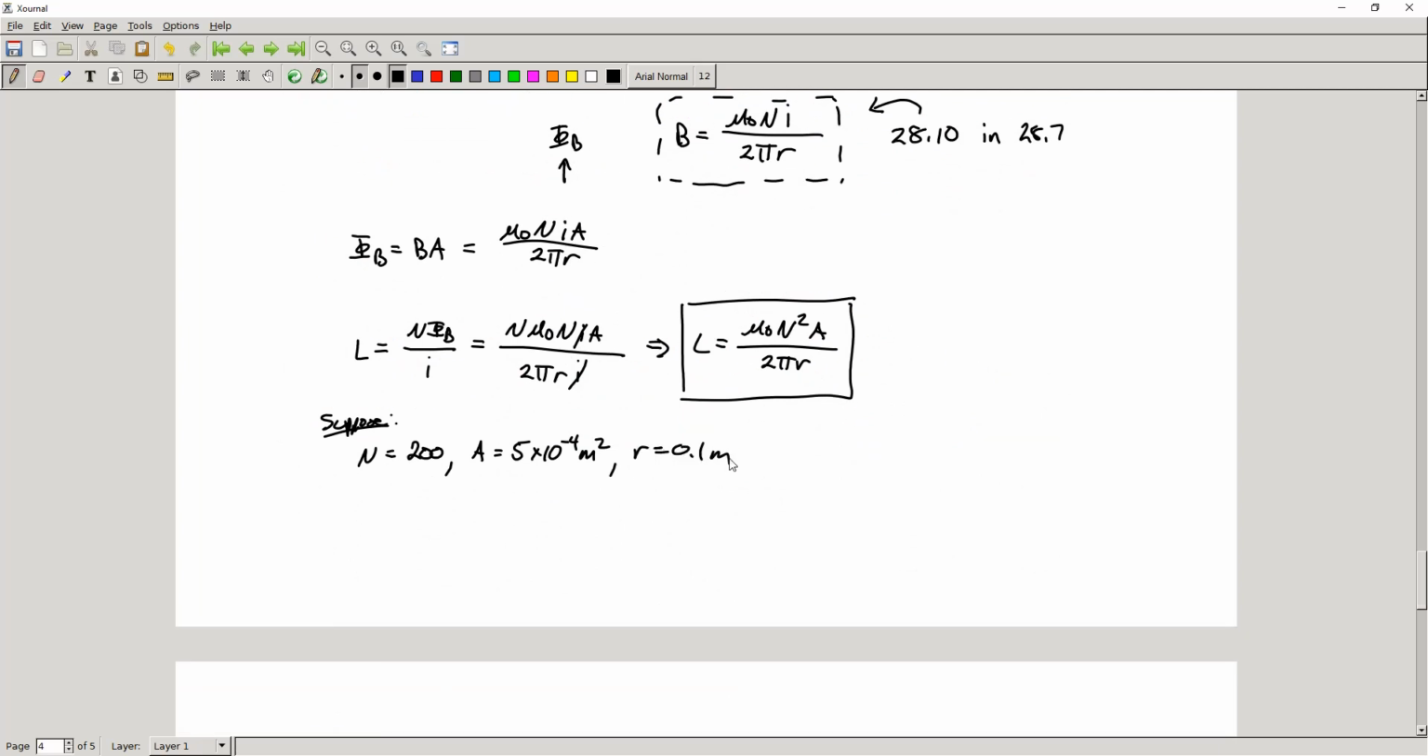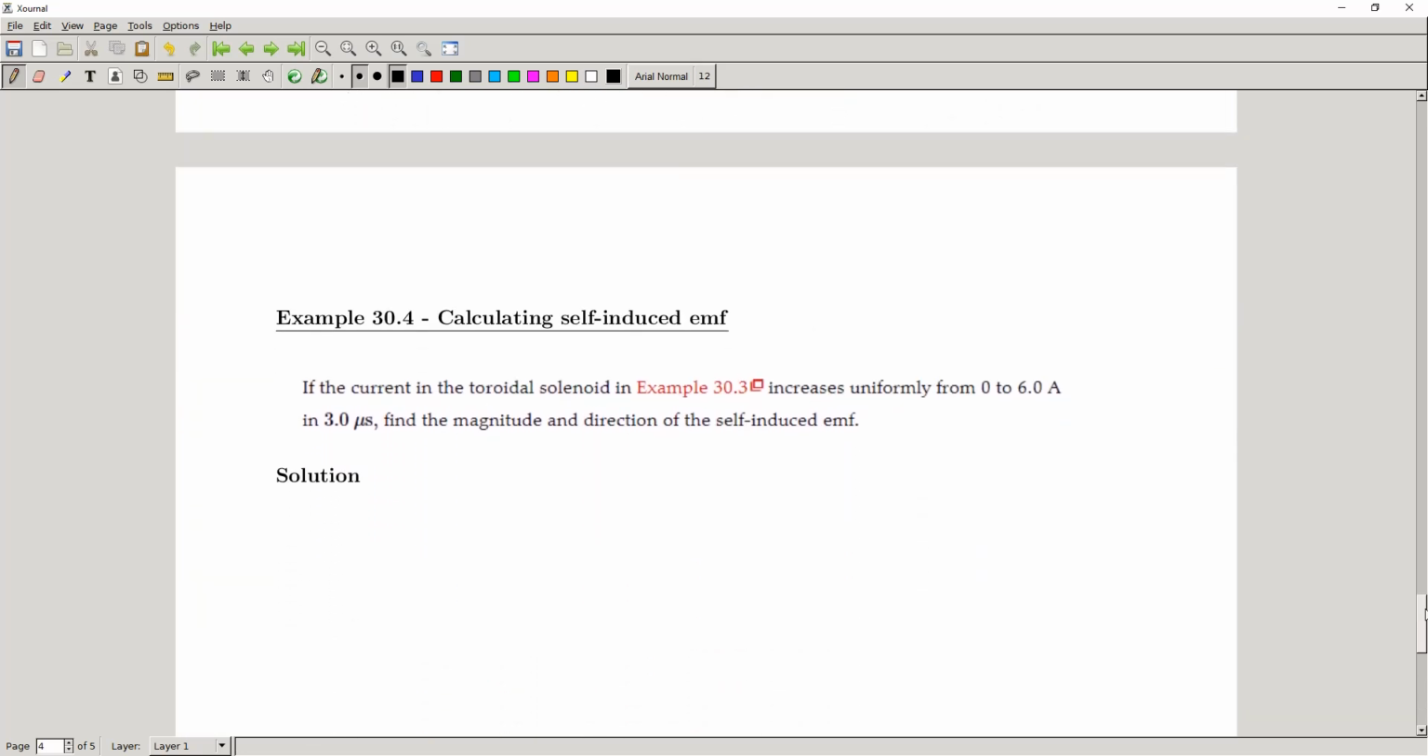If we plug those numbers in, we're going to get an L, a self-inductance. Again, in terms of henries, we're going to write it in terms of microhenries. So we're going to have 40 microhenries. So that is our self-inductance, and we're going to use this value in this next example.